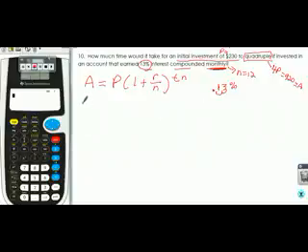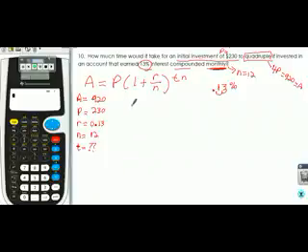Okay. So to clear it up, I have found most of my variables. A equals 920. P, my initial investment, is 230. R is 0.13. N equals 12 because it's monthly. And T is the unknown. That's what I'm solving for. So now I plug all this information into the formula where it goes and solve algebraically for T.